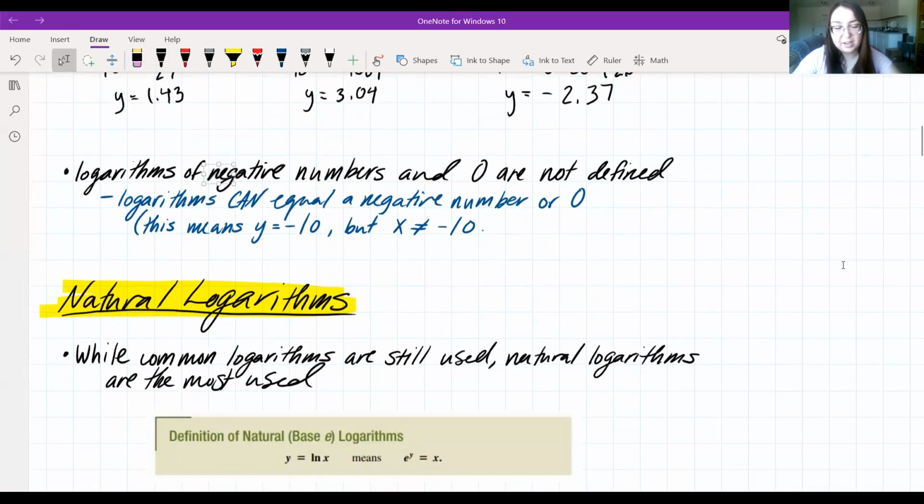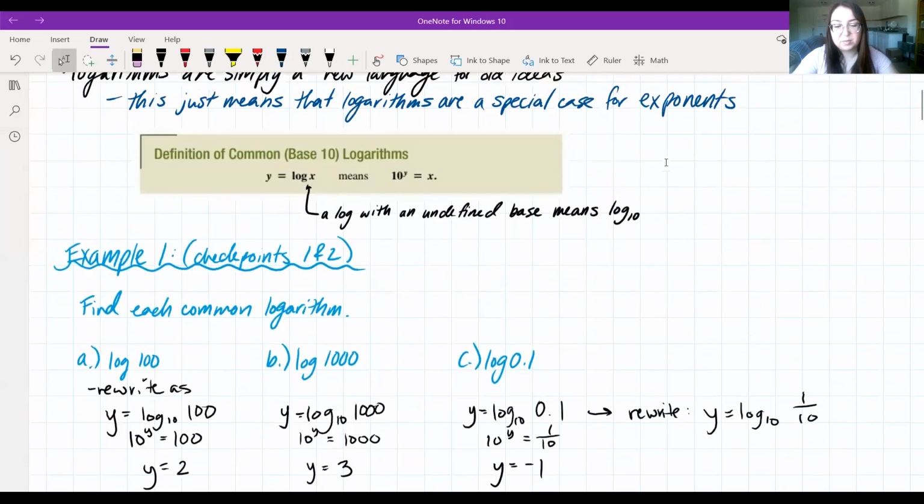All right, so we also have here that logarithms of negative numbers and 0 are not defined. This means that logarithms can equal a negative number or 0. So y can be a negative number or 0, but x can never be negative or 0. So you can never take the logarithm of 0 or the logarithm of a negative number. And that is how we say it in terms like this. Whenever we see y is equal to log x, we usually say y is equal to log of x or logarithm of x. Log is just a short term of saying logarithm.